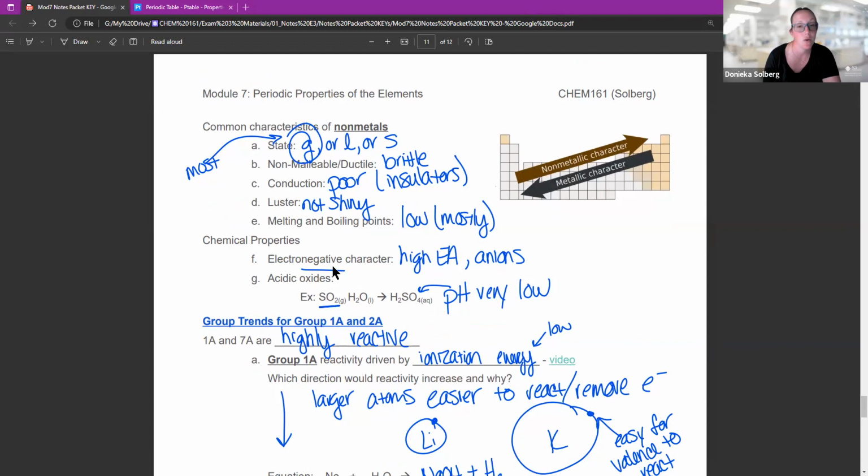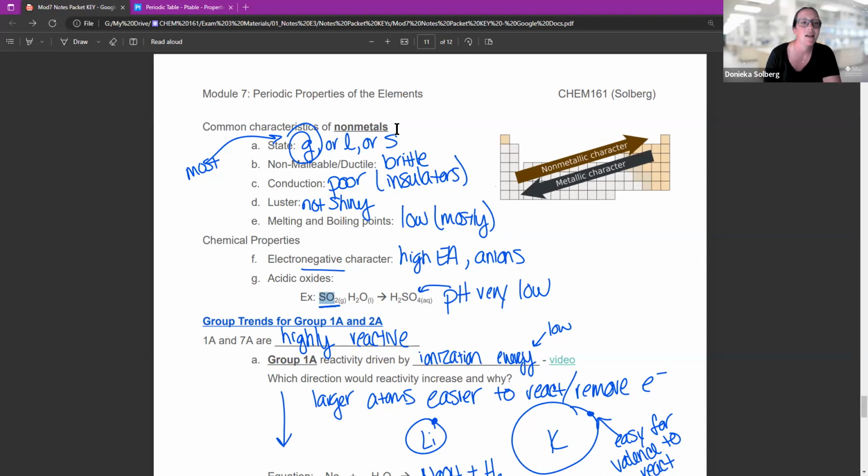They have an electronegative character, meaning they like to be negative. So they have high electron affinities because they want electrons to come on. They want to be negative, and they become anions. So the things over here are very electronegative as their chemical properties, and they make acidic oxides. So whenever you have, right here is a nonmetal, right? Sulfur oxide in water actually makes sulfuric acid, which is very acidic and has a very low pH.